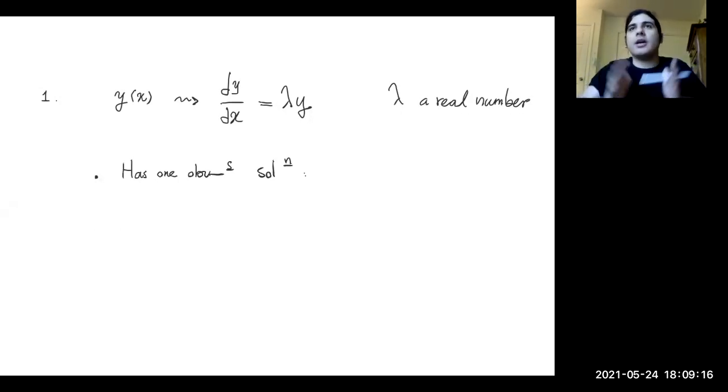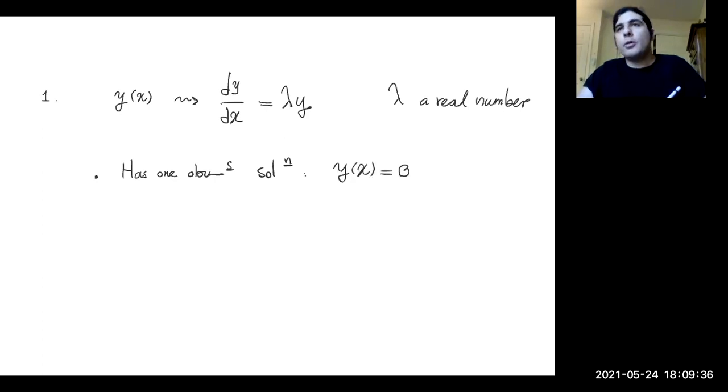There is a trivial solution to this equation. Well, that's not the trivial one. That is certainly correct. Yeah, that is a correct solution. But yeah, 0 is the trivial solution. If we let y of x equal 0, we get one solution for this equation.